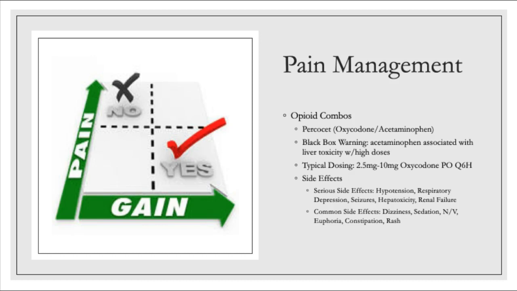Serious side effects are hypotension, respiratory depression, again, that liver toxicity. You can also see seizures with the oxycodone, and then renal failure. Common side effects are dizziness, sedation, and the GI symptoms. Percocet can also cause, if you see down there under common side effects, euphoria. Sometimes people will just be very euphoric.